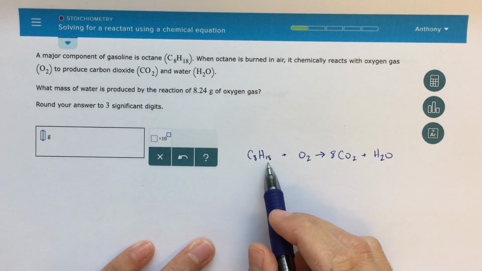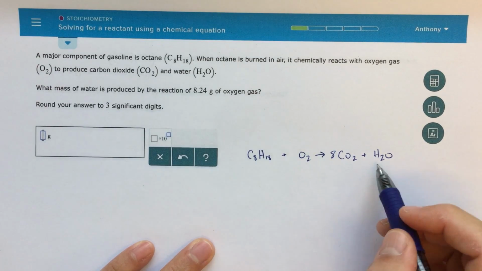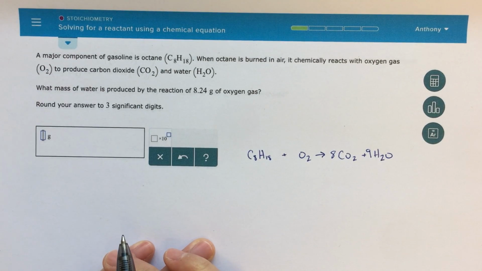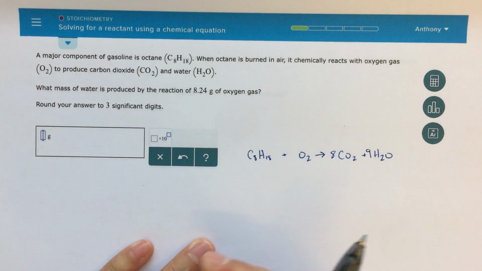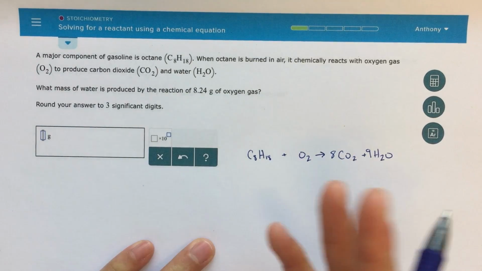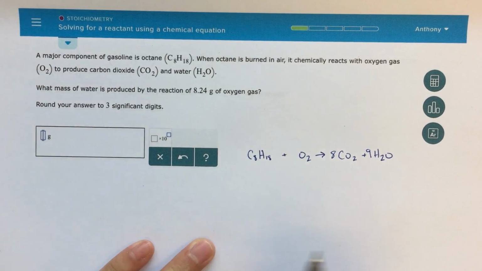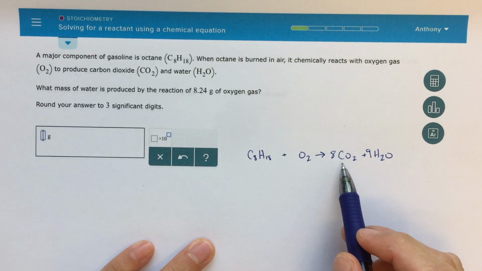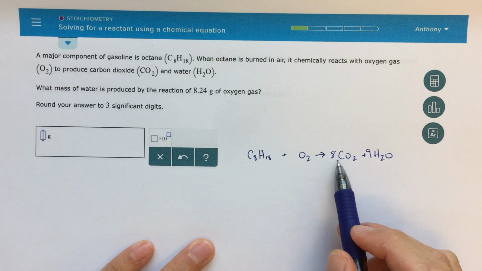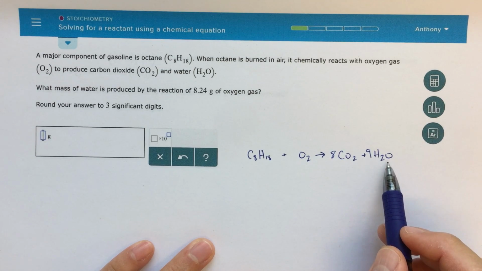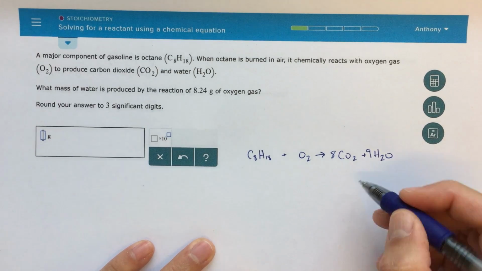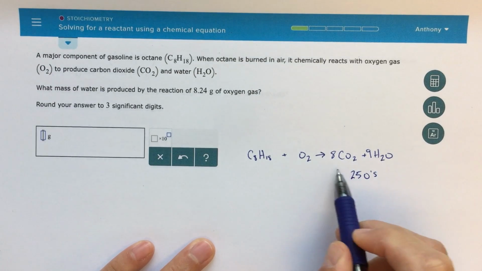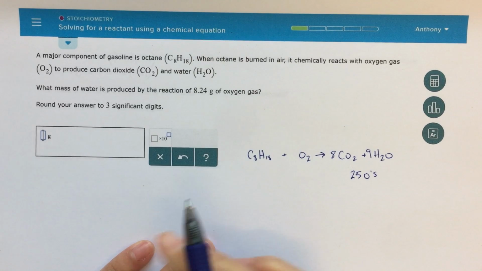The next thing would be hydrogen. I've got 18 hydrogens on this side, so I'm going to need 18 hydrogens on the other side, so I'll put a 9 there. Now we get to oxygen, and there's a variety of different strategies and methods. I'll talk about both of them real quick. The first thing that I would do is say, well, how many total oxygens do I have on this side? I can see that I've got 16 here, 8 in O2, so that's 16, and then 9 extras. So 16 plus 9, that's 25. So right now I've got 25 oxygens on the right-hand side, and I'm going to need 25 oxygens on the left-hand side.